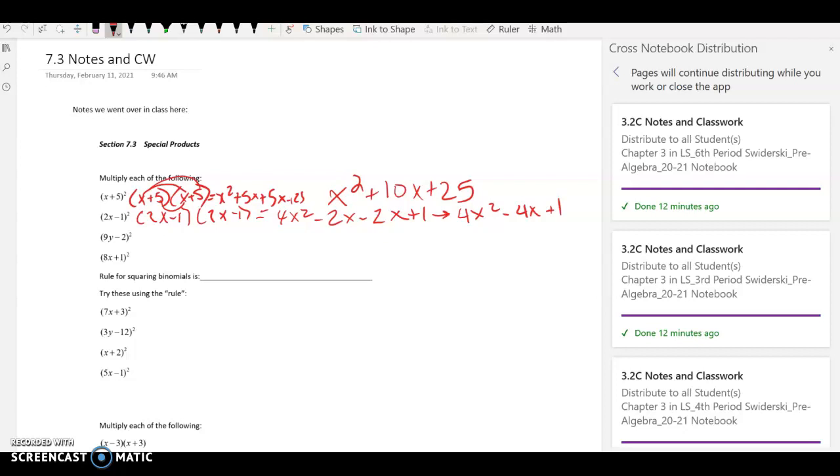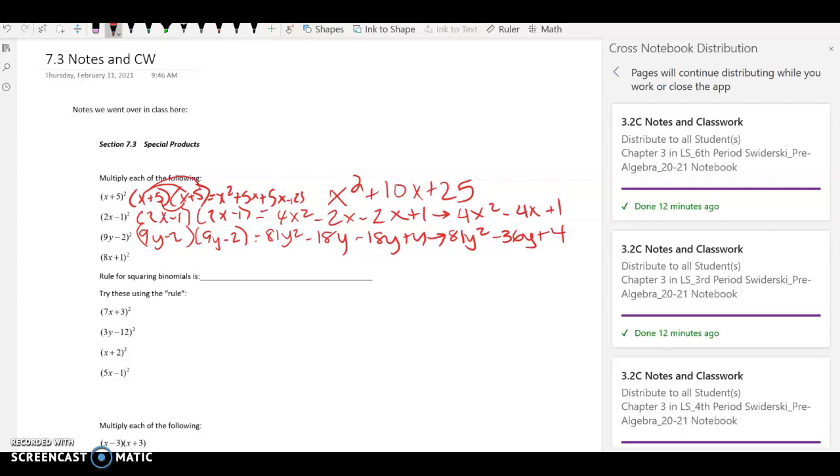Okay, 9y minus 2 times 9y minus 2. First, 9y times 9y is going to be 81y squared. Outside, negative 18y. Insides will be negative 18y. And then last is positive 4. So we get 81y squared minus 36y plus 4.